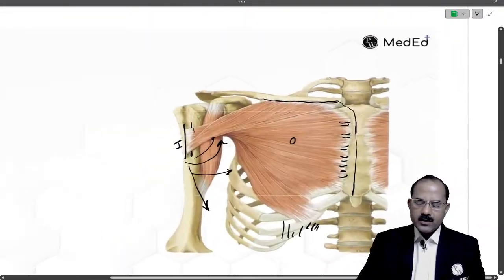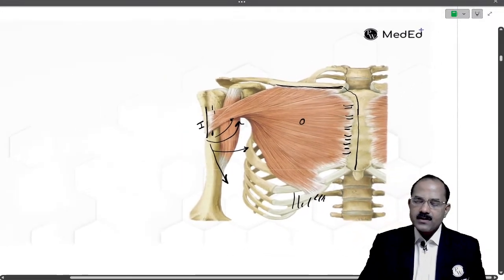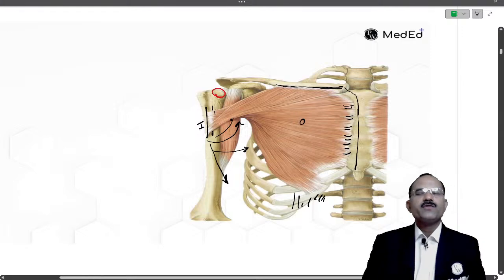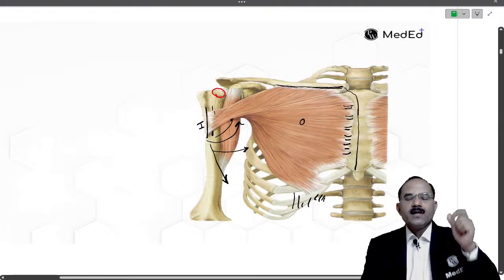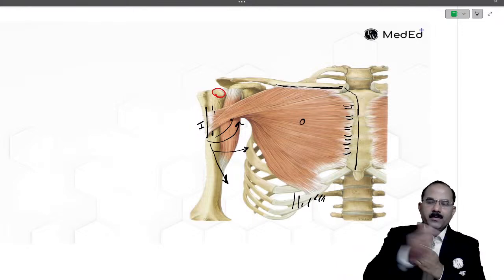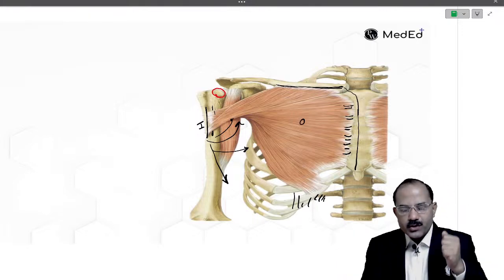Okay. Just one moment. Tell me, what is attached here? What is attached to this? This is the lesser tubercle of the humerus. We just finished this. What is attached to the lesser tubercle? The muscle is subscapularis. The action of subscapularis is medial rotation at the shoulder joint.